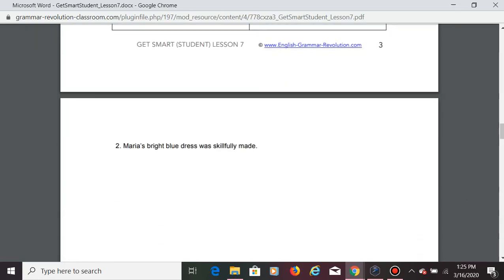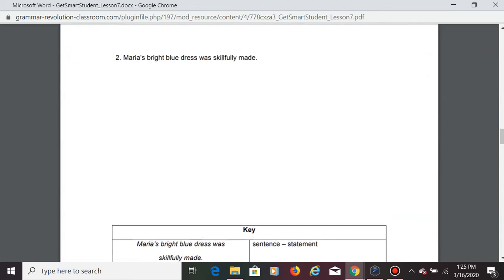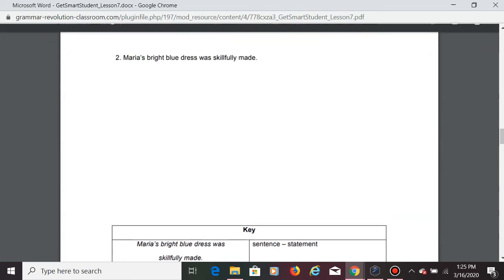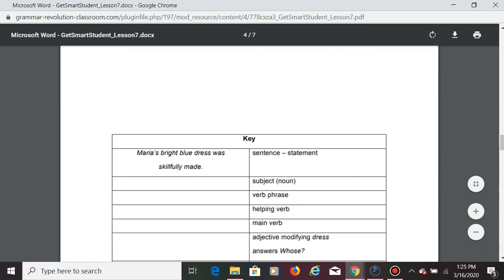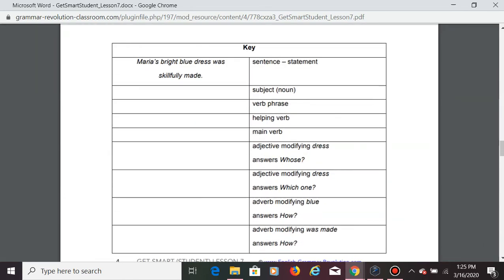Next, number 2. So first, we're going to write down our sentence. Maria's bright blue dress was skillfully made. Pause the video so you can write out the sentence. And then we'll come down here after you've paused. Underneath, you're going to have to write out this box as well.